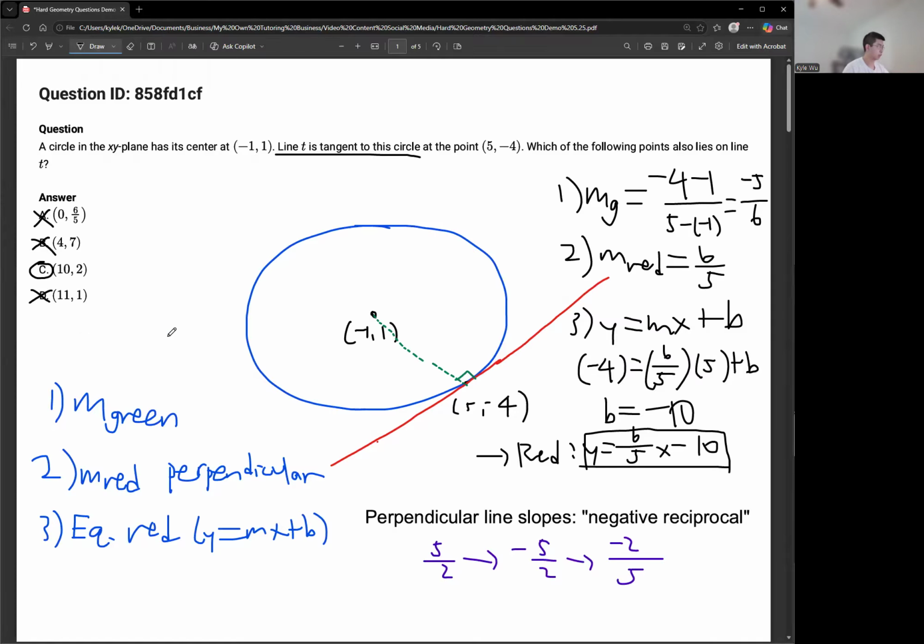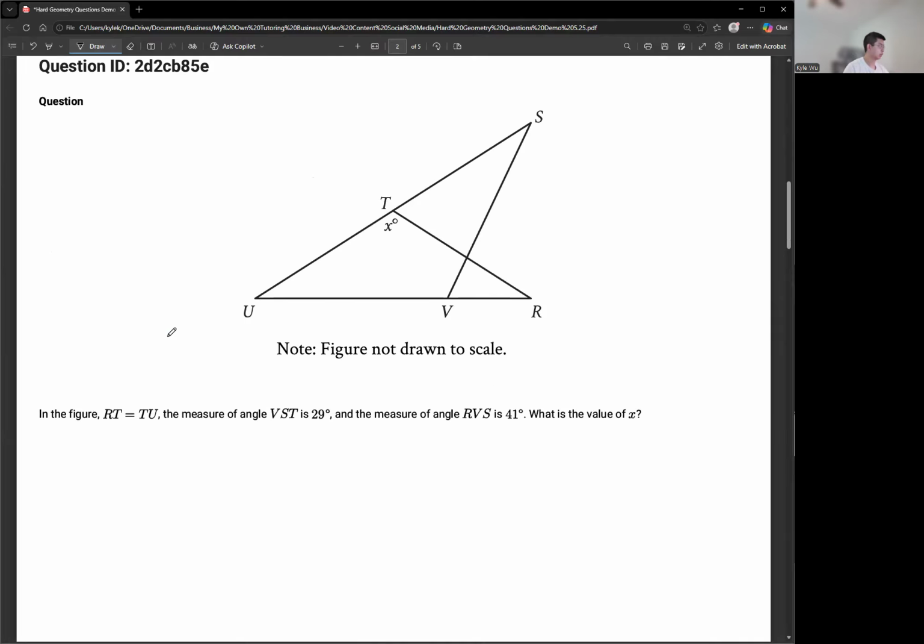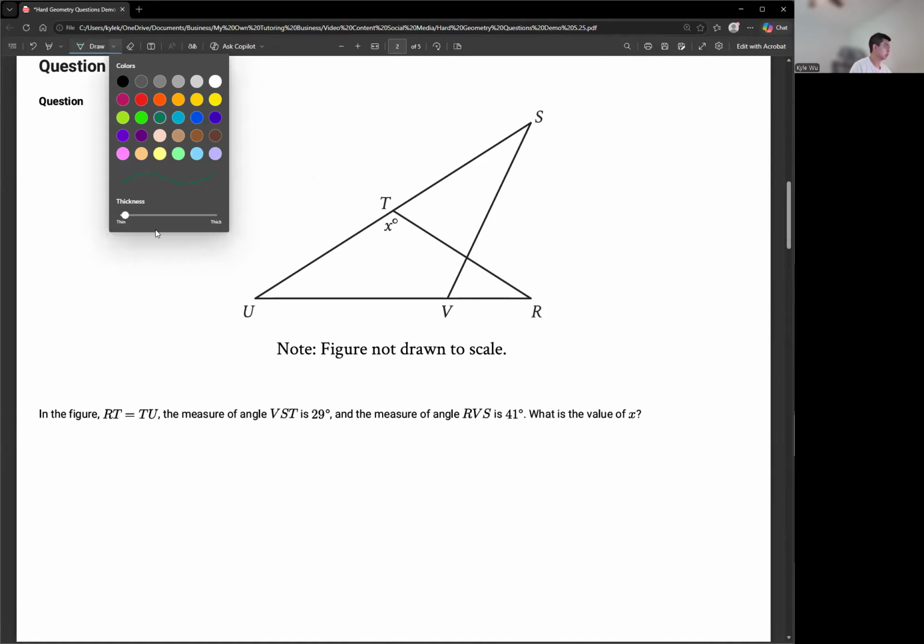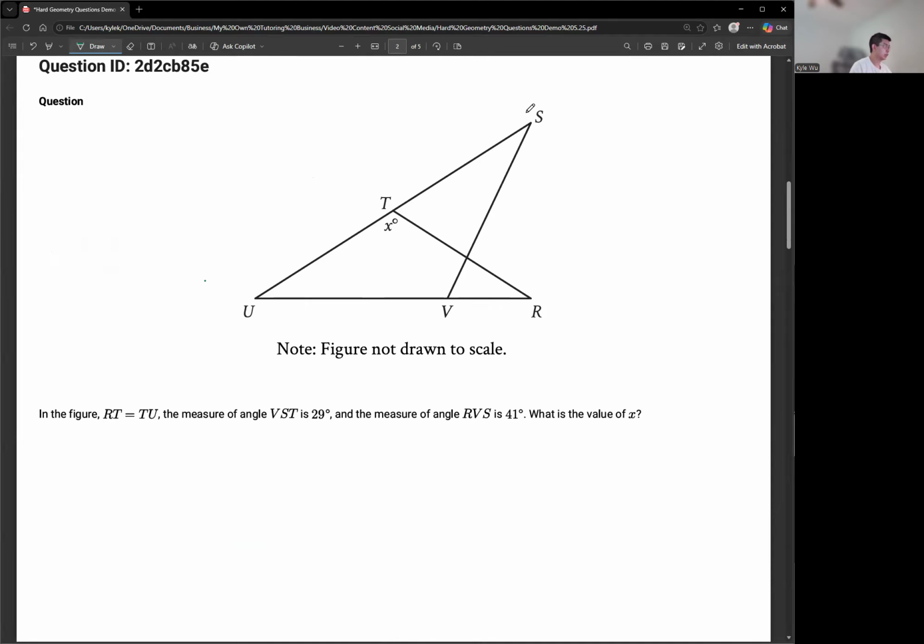Okay, that's the first one. Let's go to the second question. Here, we want to find the unknown angle x, and it's giving us a few pieces of information to get started. First, angle VST, this angle right here, is 29. RVS, this angle right here, is 41. And we also know that RT equals TU, so these two sides are the same. Now we want to find the value of x.